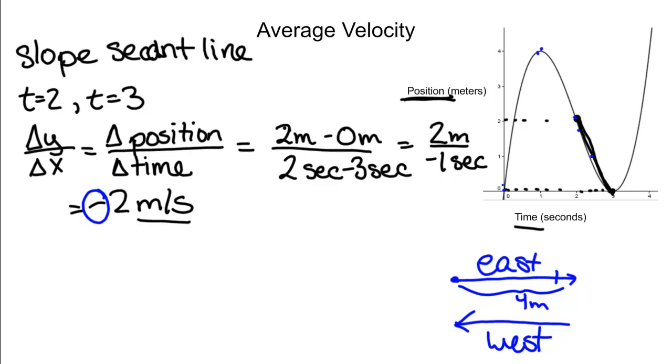So between 0 seconds and maybe like 1.1 seconds, we have positive slope, so positive velocity, and we're traveling east. And then from about 1.1 seconds to 3 seconds, we have negative slope, so we're traveling back west. And then from 3 seconds up to about 4 seconds, we have positive slope, so we started traveling back east again.